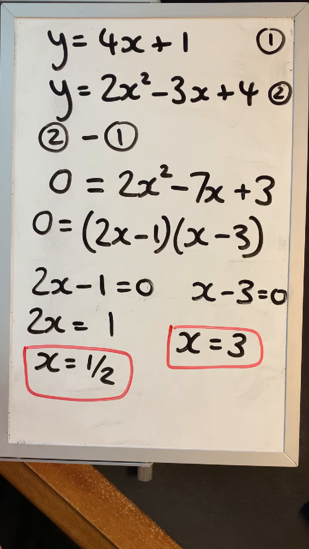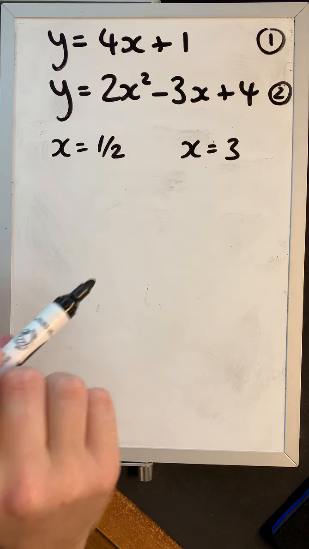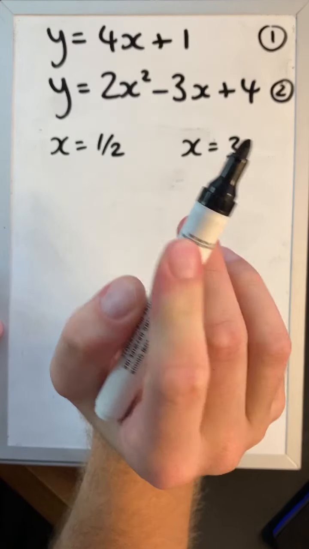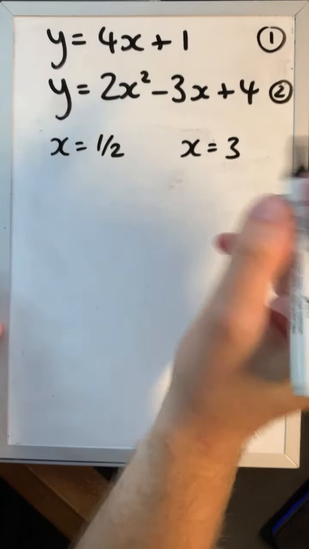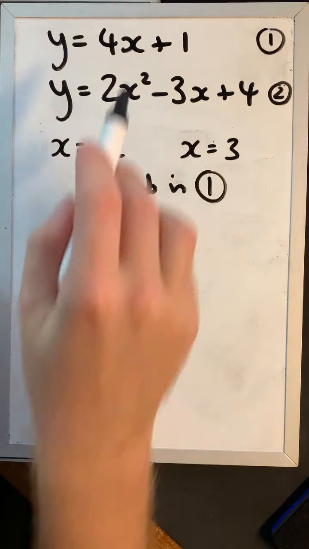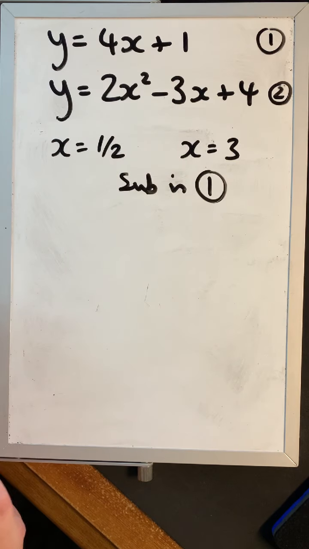Now we've got to find the y's. So let's find the y's then. So remember the answers we've got then, x is a half and x is 3. I'm going to substitute these then into equation 1. Just looking at these two, this looks a lot easier to substitute x into. Of course you could do both, but this is easier.